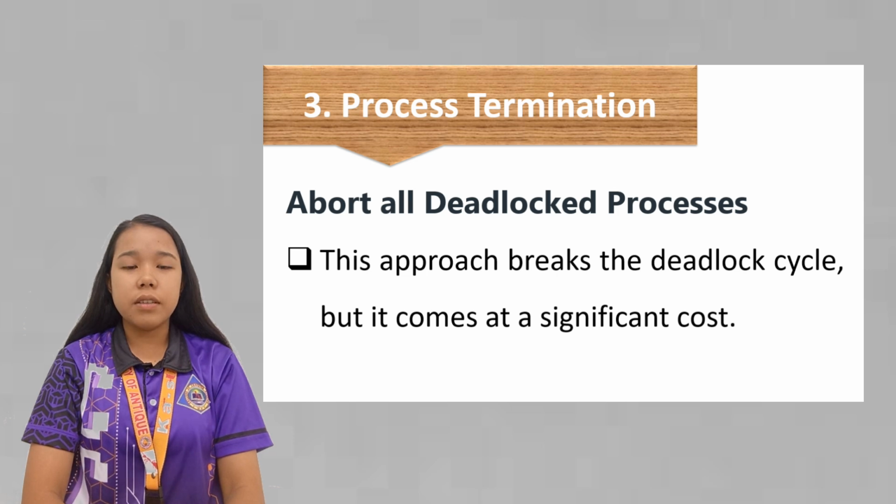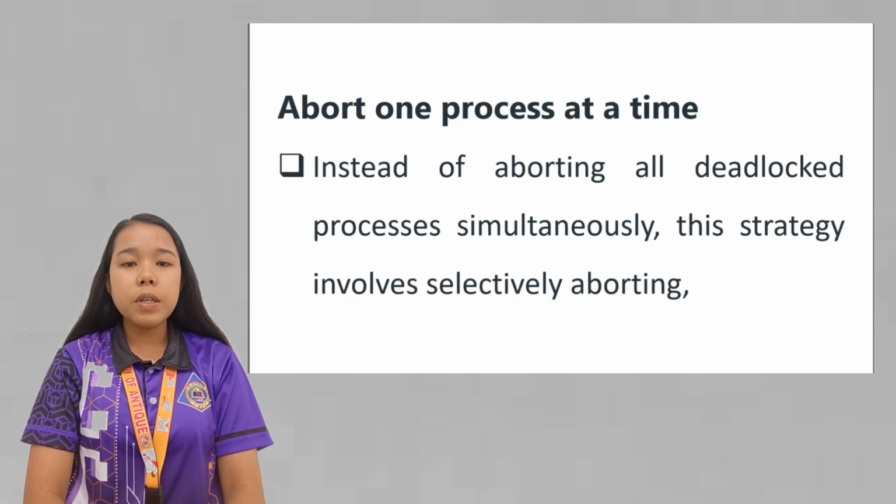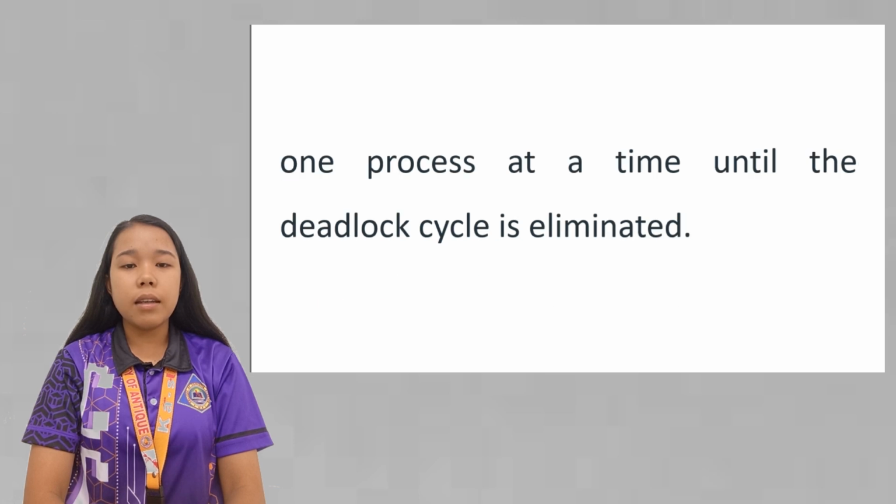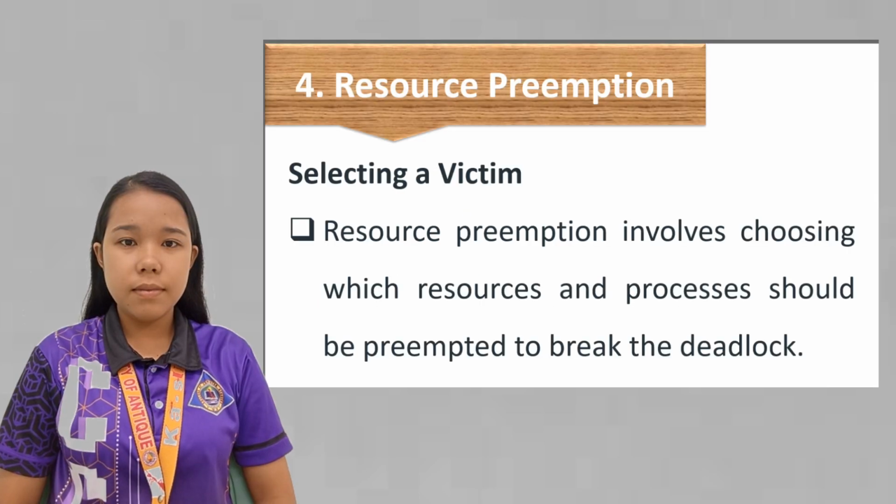Process termination. Abort all deadlocked processes. This approach breaks the deadlock cycle, but it comes at a significant cost. Abort one process at a time instead of aborting all deadlocked processes simultaneously. This strategy involves selectively aborting one process at a time until the deadlock cycle is eliminated.